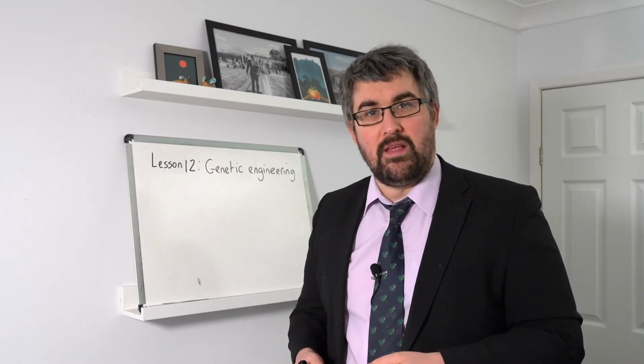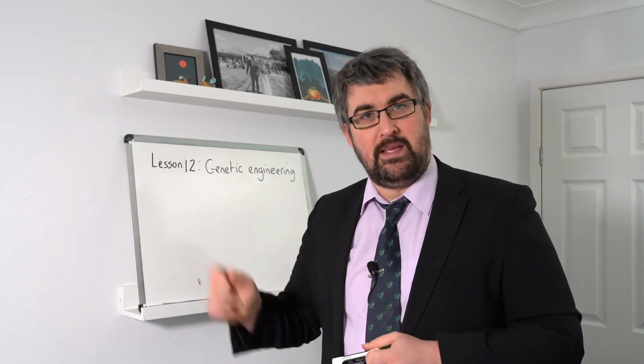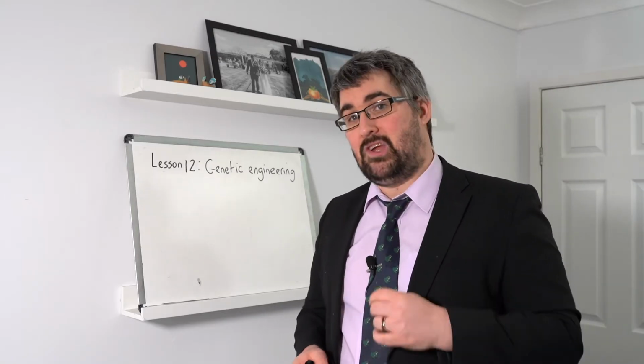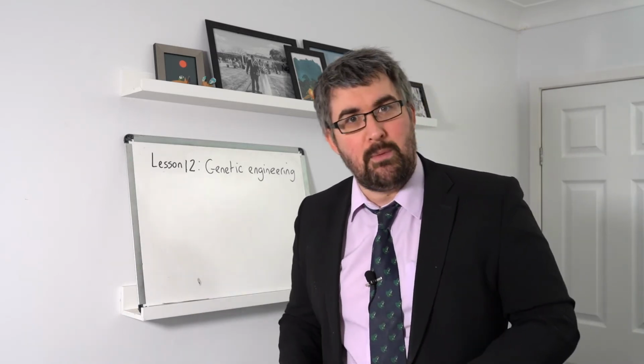One really crazy one is that they've taken a gene from a spider, the gene for making silk, and put it into goats to make a sort of spider goat. This goat isn't going to be climbing up on the ceilings, and it's not going to have a spider sense like Spider-Man, but it can produce spider silk in its milk. But again, why would we want to do that?